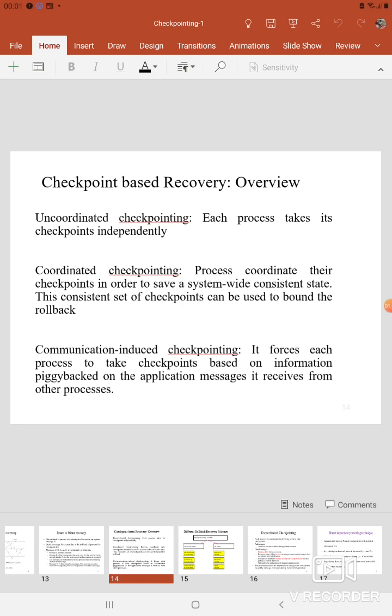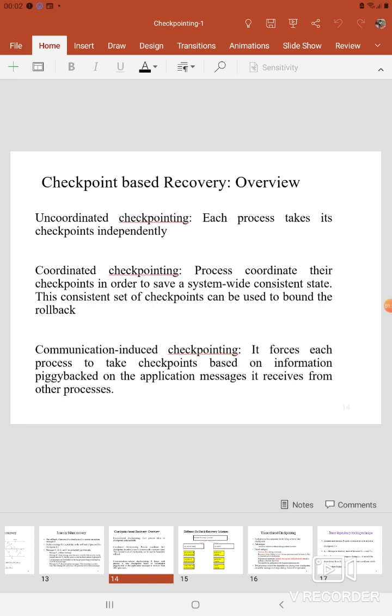So what is uncoordinated checkpointing? Already I told you, each process takes the checkpoints independently. The process need not interact with the other processes before taking the checkpoint. That's called uncoordinated checkpointing. Coordinated checkpointing means the process should coordinate with other processes before taking the checkpoint. Communication induced checkpointing means each process takes checkpoints based on the information attached to the application messages it receives from the other processes.